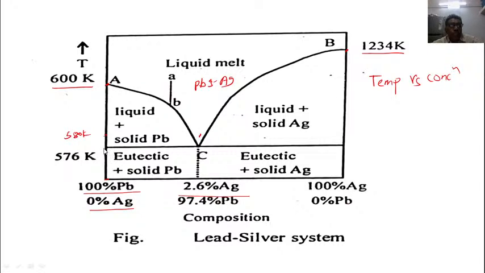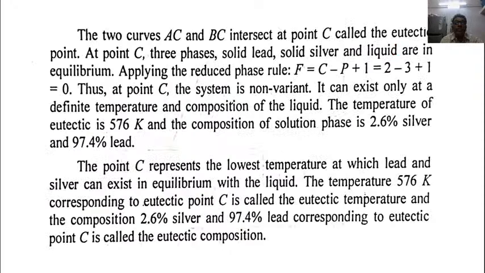Okay, and the corresponding temperature is 576 Kelvin. This temperature is also called the eutectic temperature, 576 Kelvin. At this 576 Kelvin, three phases are existing here, and the composition corresponding to this is 2.6% silver and 97.4% lead. If there is any change in the composition, then the system will be totally changed. Okay, so try to understand this.